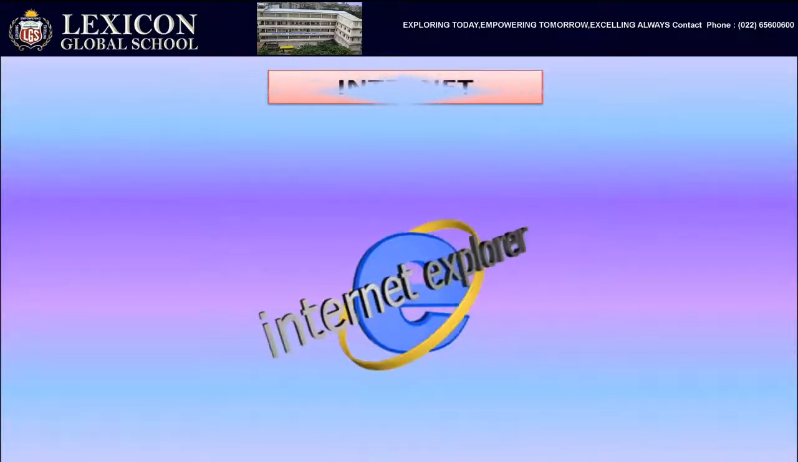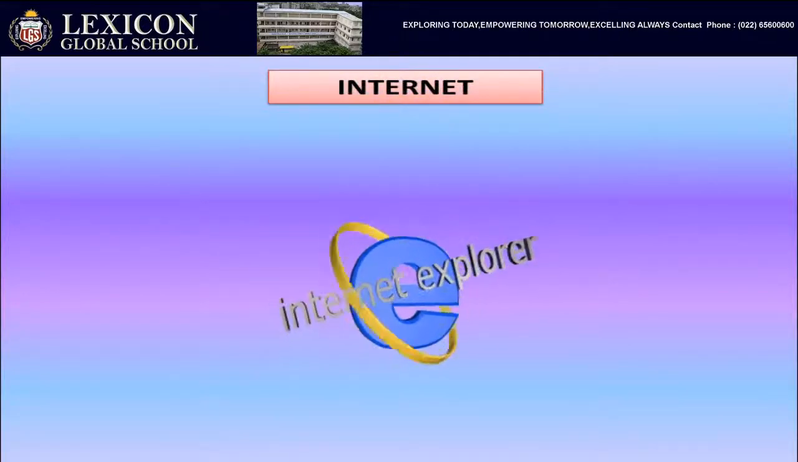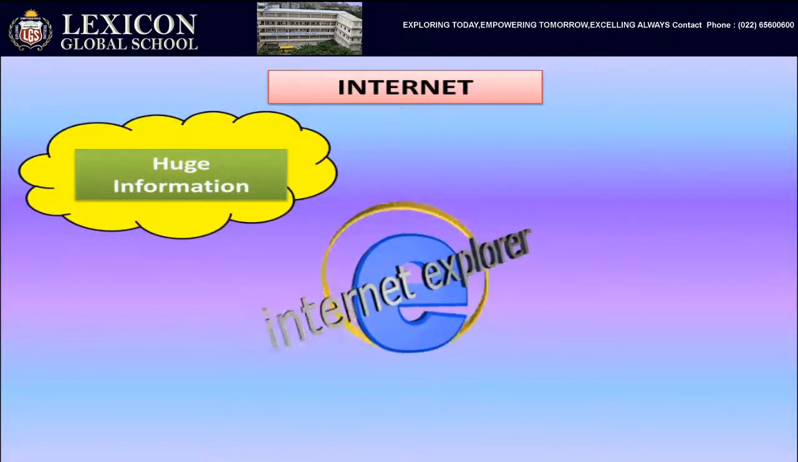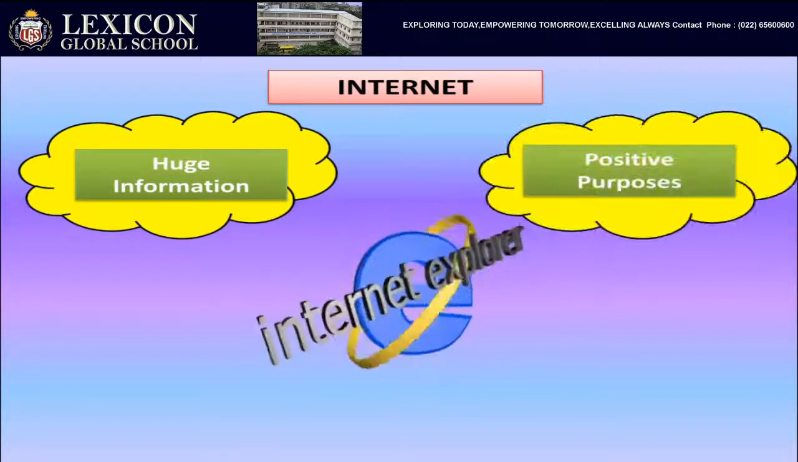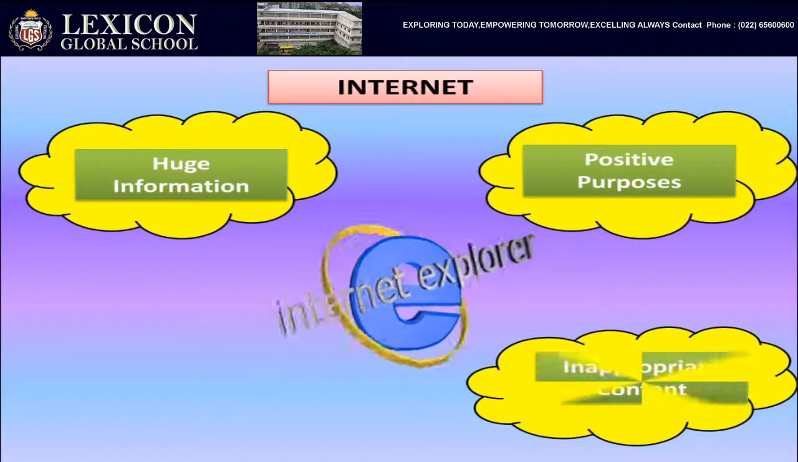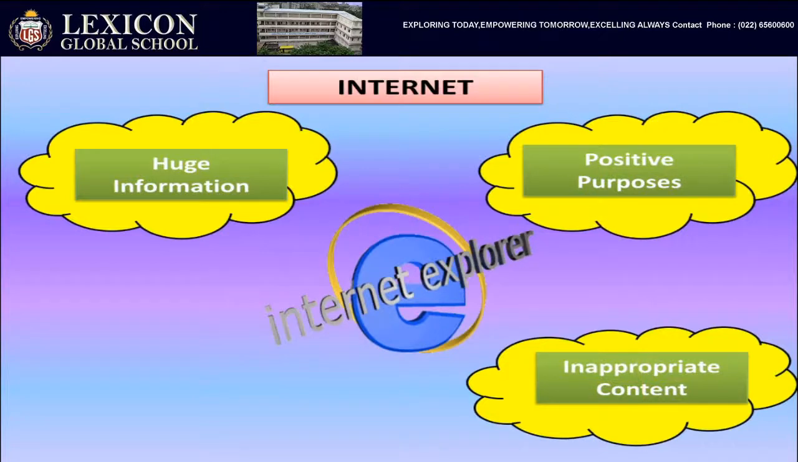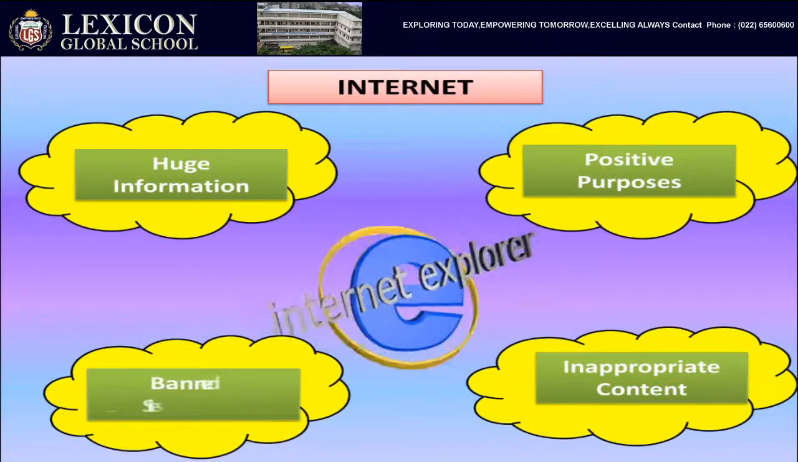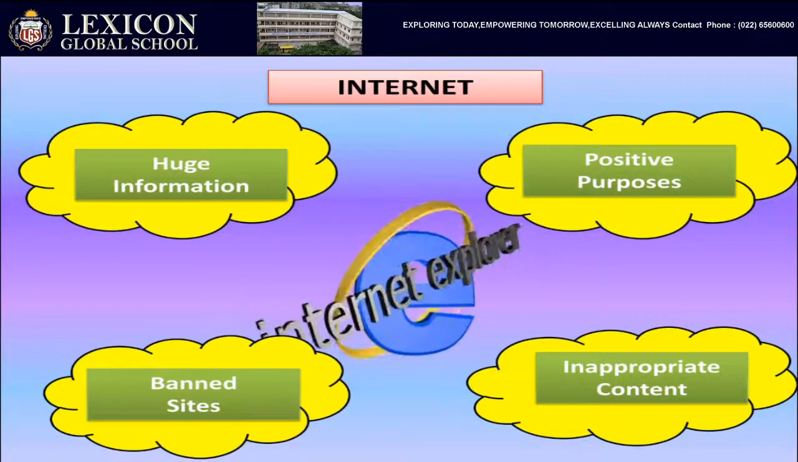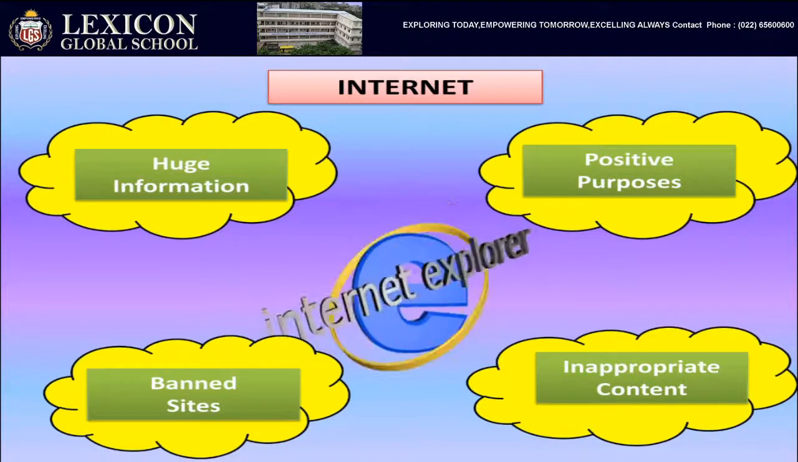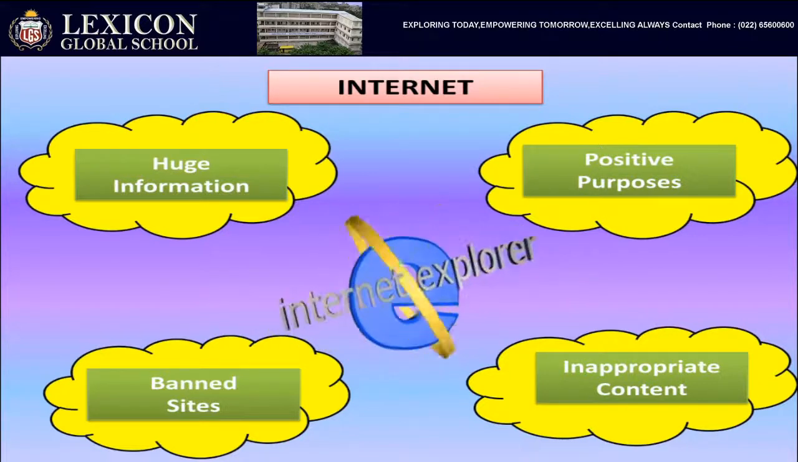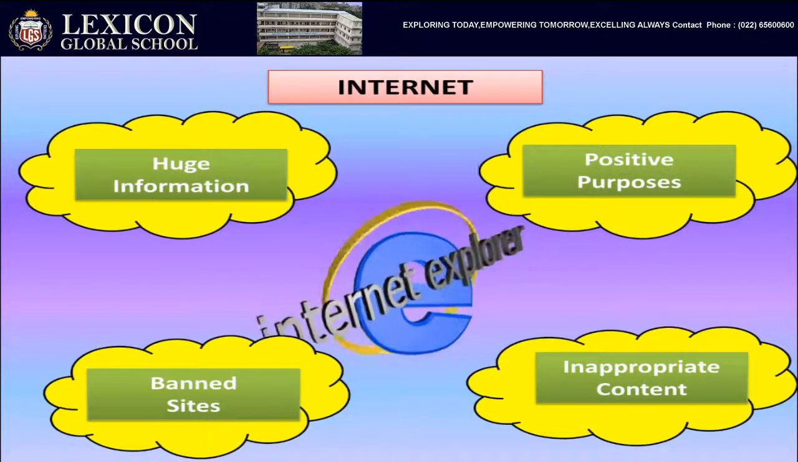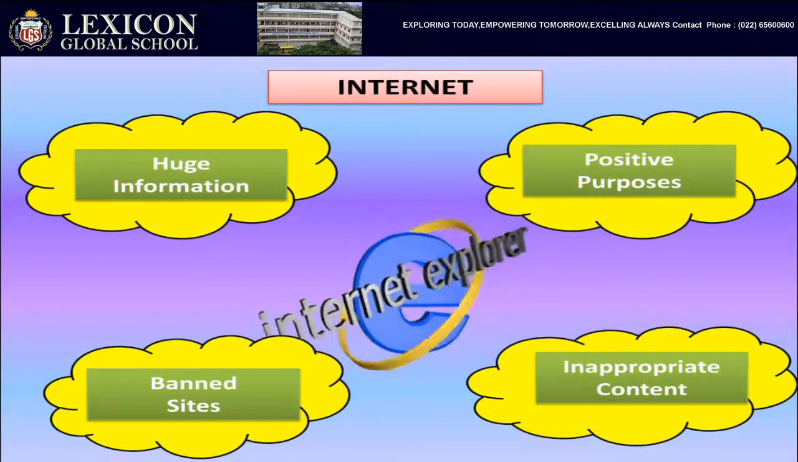The internet has such huge information that it can provide information for every question, but its use should be done for only positive purposes. There is a lot of inappropriate content on the web. These should not be seen by young people. Though the government has banned such sites, elders in the house should supervise the use of the internet.